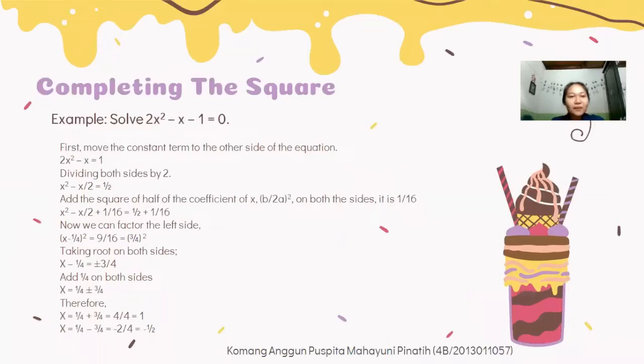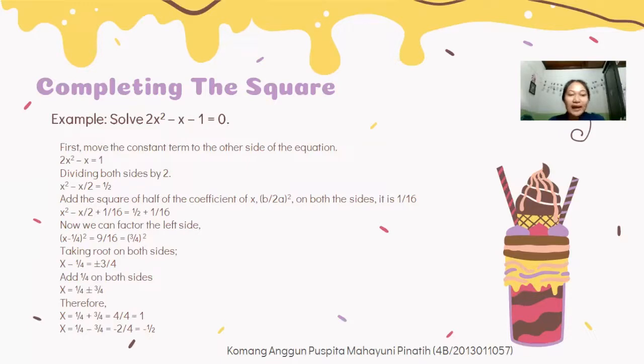The second is completing the square. This I also want to explain by an example. The example is solve 2x squared minus x minus 1 equals 0. First, we move the constant term to the other side of the equation: 2x squared minus x equals 1. And then dividing both sides by 2, x squared minus x divided by 2 equals 1 divided by 2.